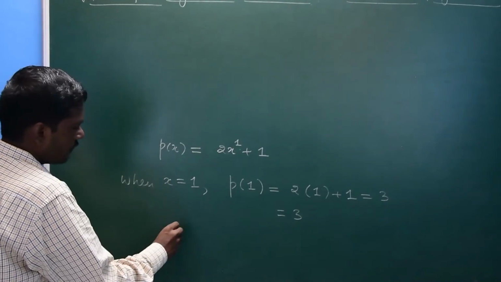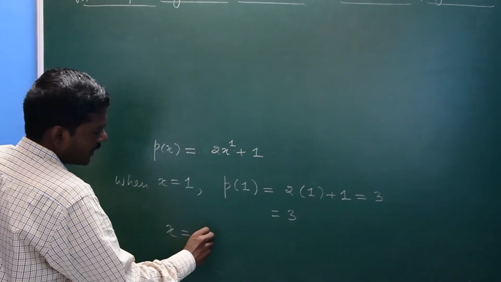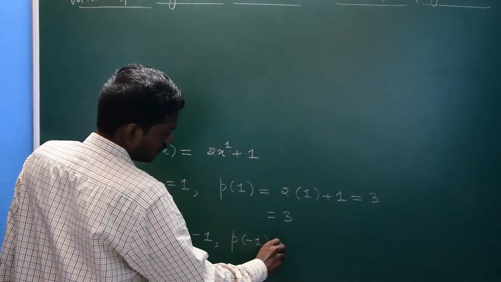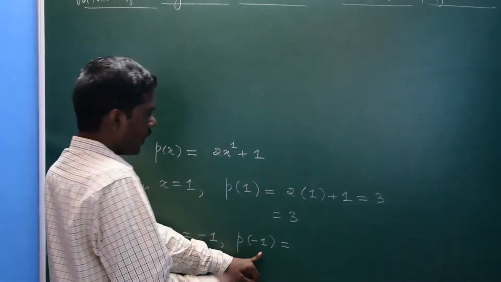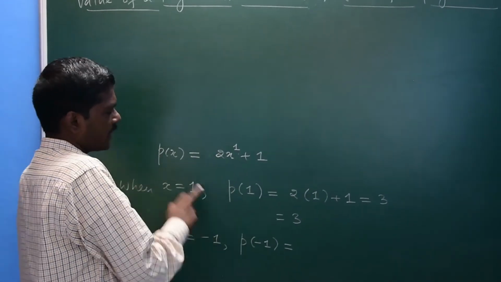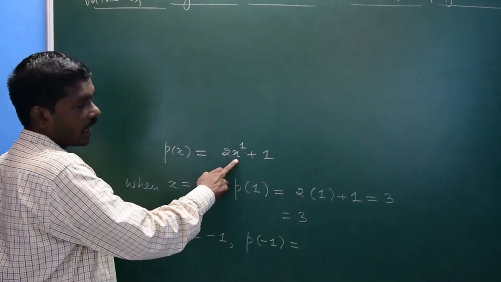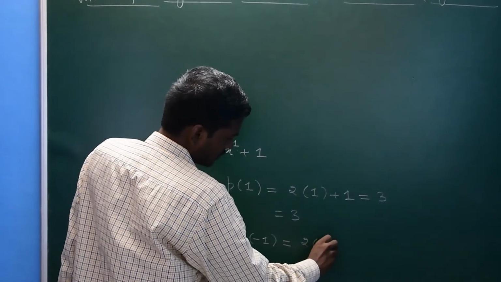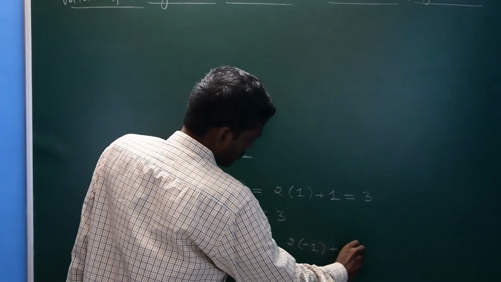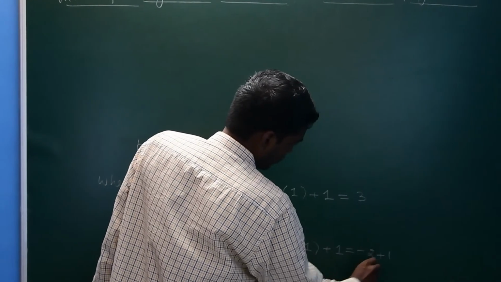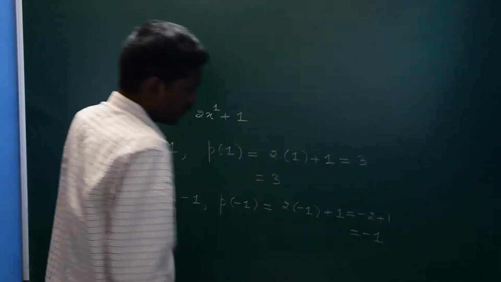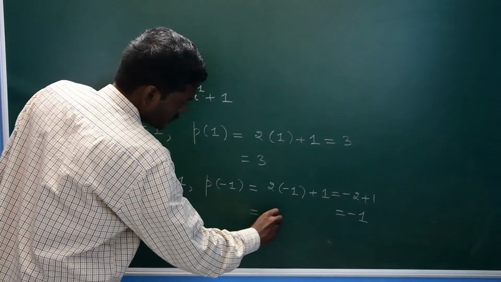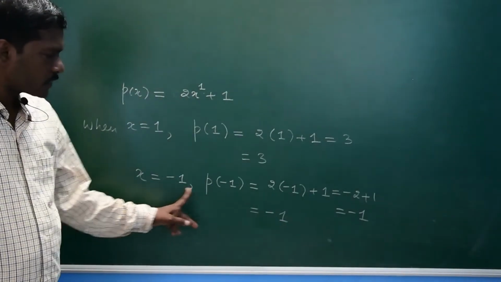Now what will happen when we substitute x is equal to minus 1? So the value of p at the point minus 1. I am simply going to replace x by minus 1. So I am going to get 2 times minus 1 plus 1. So this is going to be minus 2 plus 1, which is minus 1. Now the value of this same polynomial, namely 2x plus 1, at the point minus 1 is minus 1.